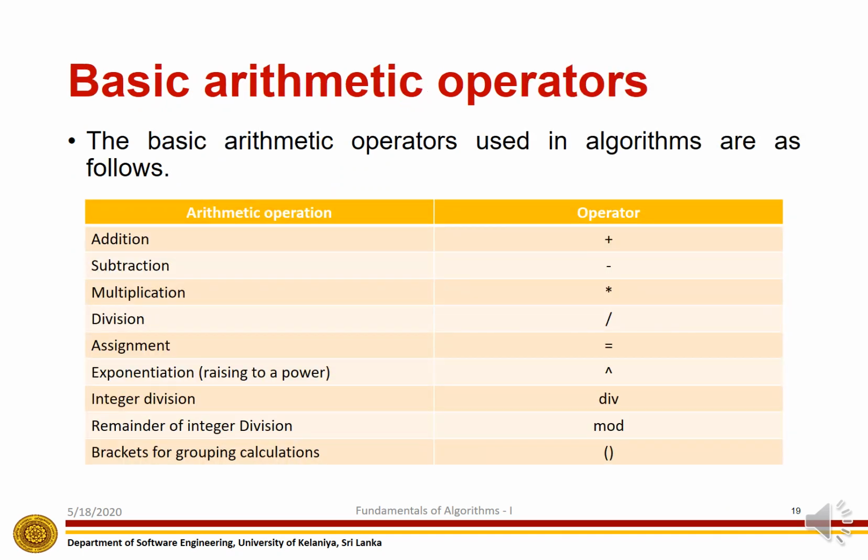Let's see some basic arithmetic operators used in algorithms. For addition, we can use plus mark. For subtraction, minus mark. Multiplication, asterisk. Division by slash, assignment by equal mark. Exponentiation by wedge. Integer division by div. To get the remainder of the integer division by mod. And the brackets for grouping the calculations. These are the basic arithmetic operators. I think you all know about those very well.